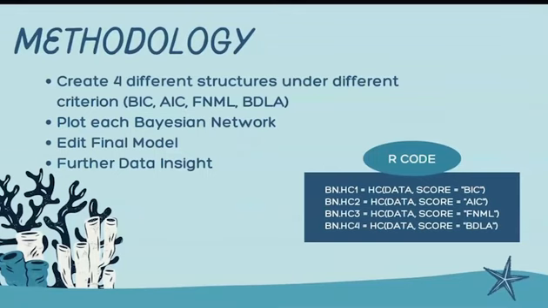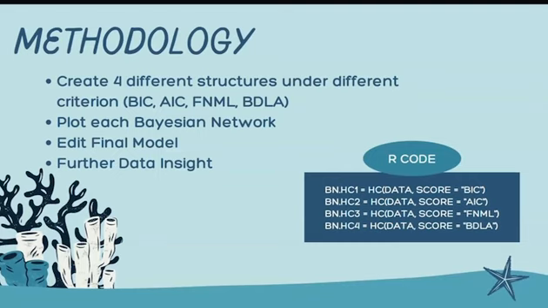A little bit of how we made our model. We created 4 different structures under different criteria. We used BIC, AIC, FNML, and VDLA. We focused on hill climbing algorithms specifically. Then we plotted each Bayesian network, edited the final model, and looked into our data for further insight to support our model.